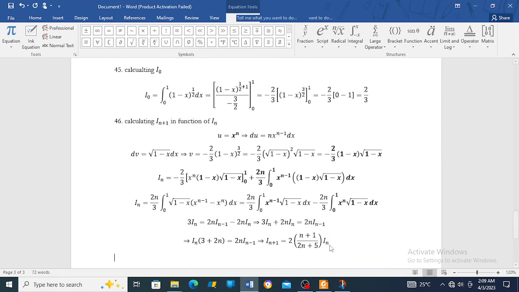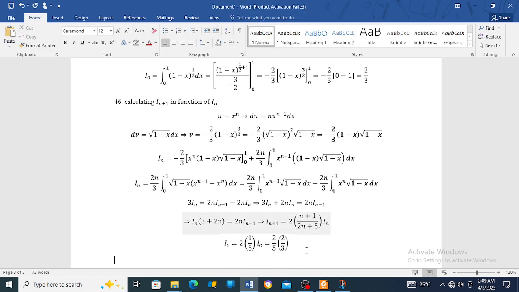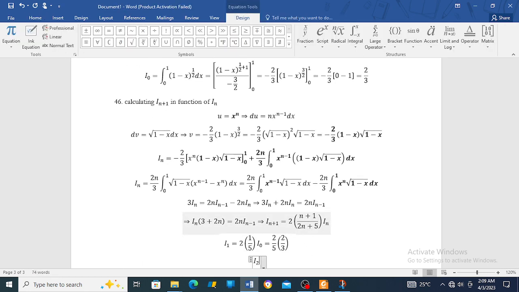Let us find I1. I1 is equal to letting n to be 0. We are going to get 2 times 0 plus 1 is 1, divided by 2 times 0 plus 5 is 5, and we multiply it with I0. But I0 is 2 on 3, so at the end we get 2 on 5 times 2 on 3. That's what we have. Next is saying we should calculate I2.